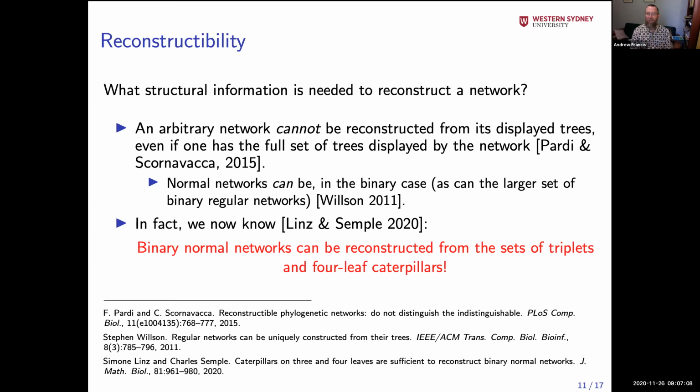Actually, just as an aside, perhaps the name normal... It'd be nice to have a different name for this family of networks. It's a word that I want to use all the time, and probably shouldn't. But anyway.